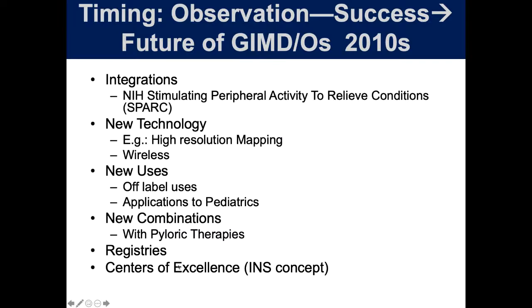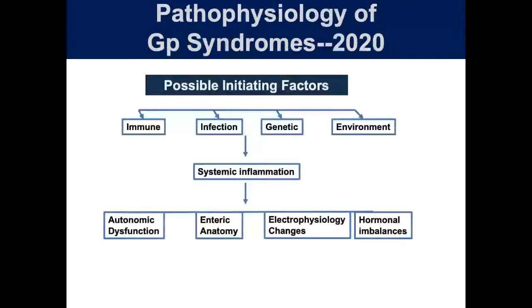Registries are important, and centers of excellence, which I think UofL is going to qualify as an INS center of excellence. So what about gastroparesis syndromes, and what about going back to diabetes? Well, from our NIH complications grant, we concluded that there are a number of initiating factors: immune, infection, genetic, environmental, resulting in systemic inflammation, thus associated with autonomic dysfunction, enteric anatomy, electrophysiologic, and hormonal imbalances.